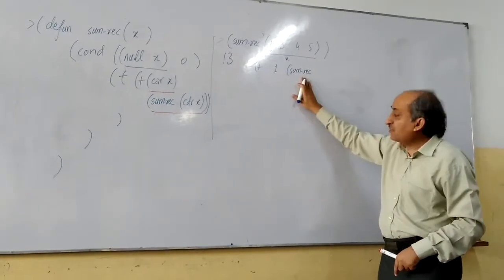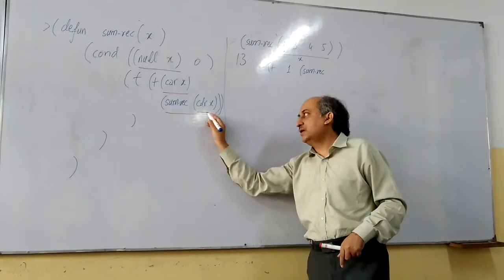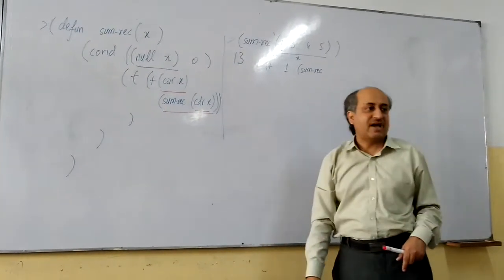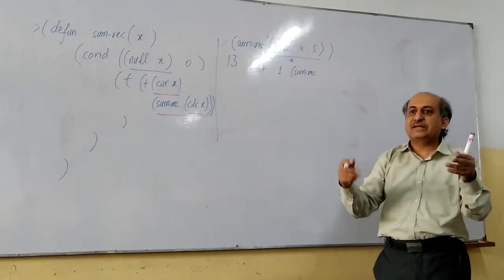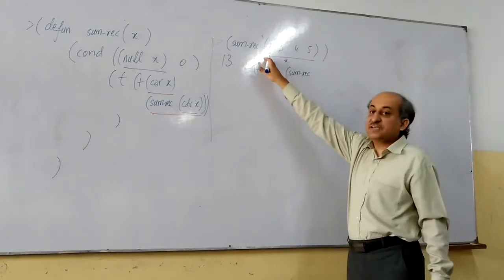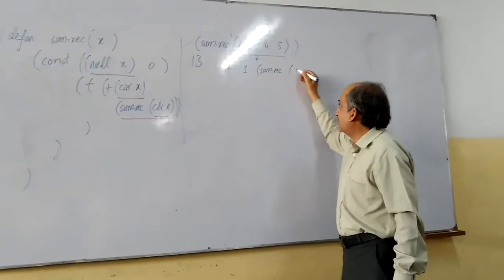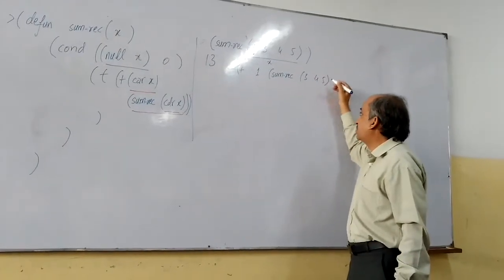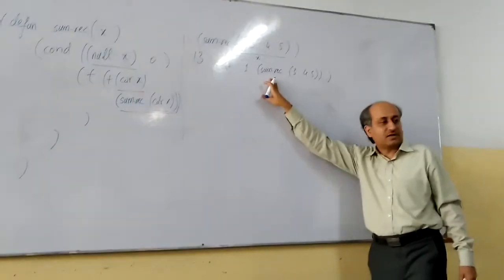For this function call, before applying the function, the argument must be evaluated, and its argument is cdr of x. Cdr is not the function which we want to trace, so we can directly write the output of cdr of x. What will be the cdr of x? Amal, can you tell us? Exactly, very good, excellent. 3, 4, 5. For cdr, the first element will be removed. This is the actual argument of this sum recursive.